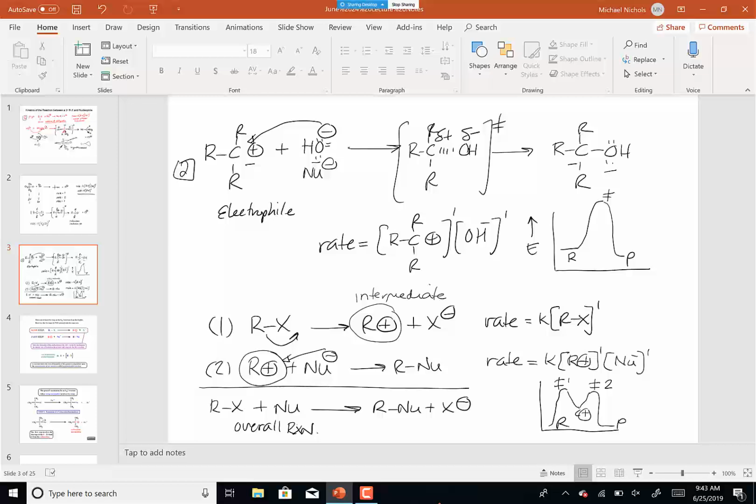Since it's produced in one step of the mechanism, this is the technical definition. It's produced in one step of the mechanism and is reacted in another step of the mechanism, so net it doesn't show up in the overall reaction. So that's the intermediate.